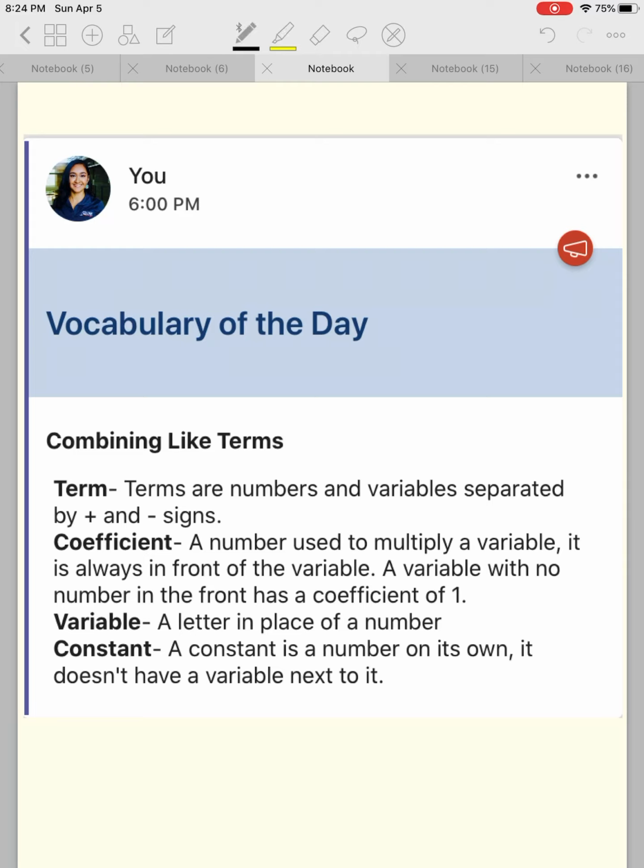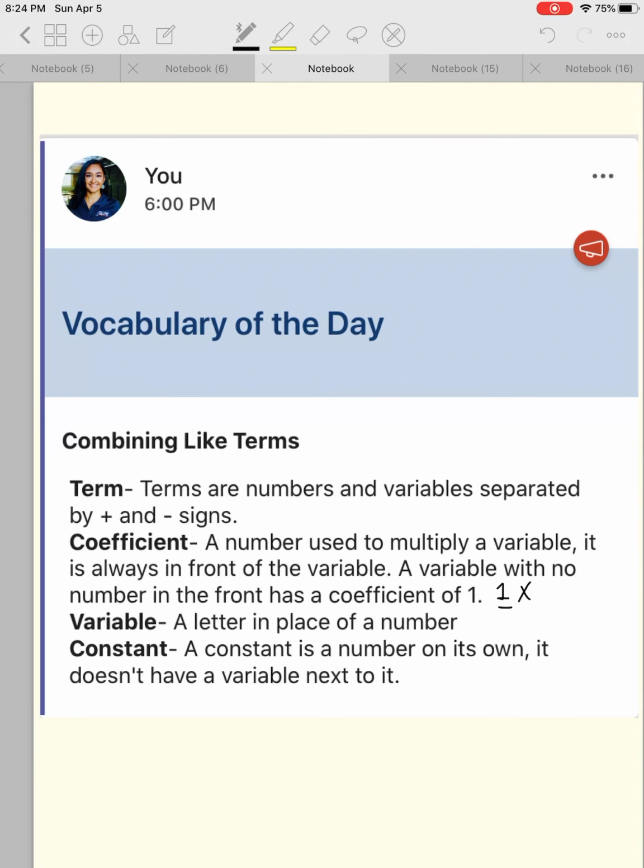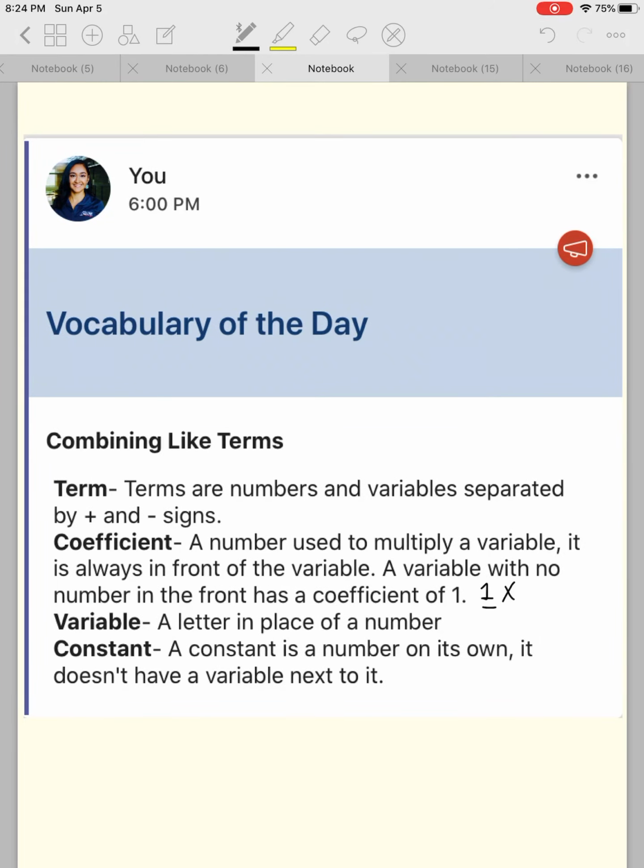So for example, you'll have x by itself. Well, the coefficient of that is 1. It's just not there. It's not visible. Then we have a variable, of course, and it's a letter in place of a number. We also will be discussing constants, and a constant is a number on its own. It doesn't have a variable next to it. So for example, you'll have 5 as a constant, 3 is a constant, 2, so no variable attached to it.